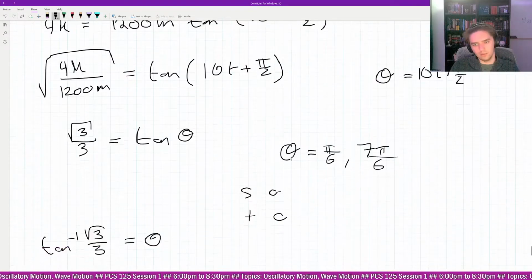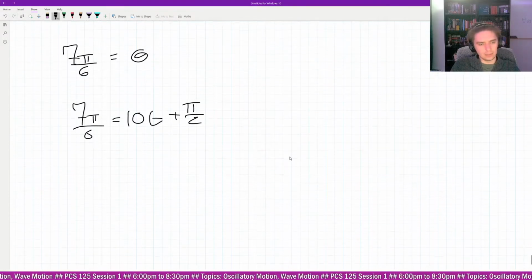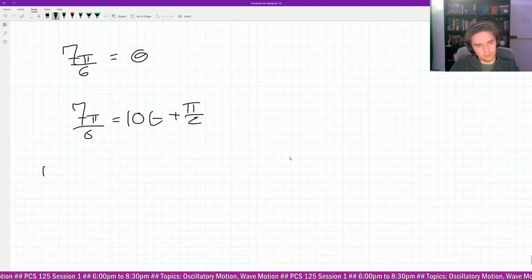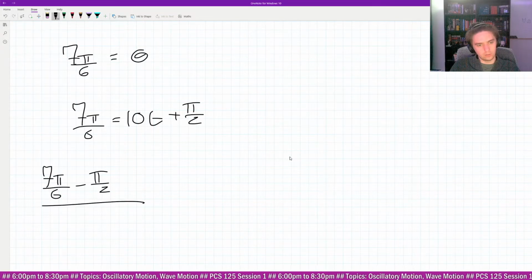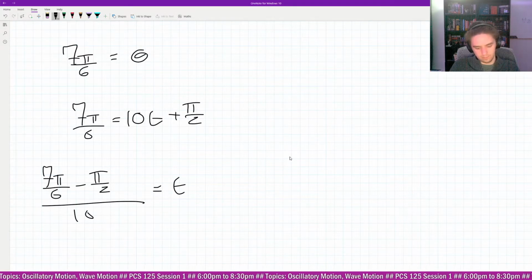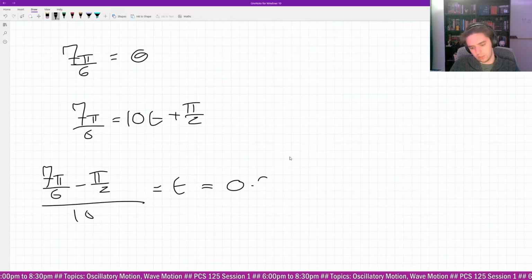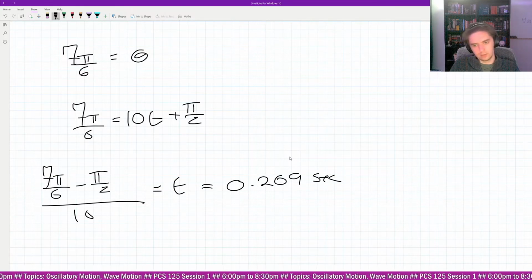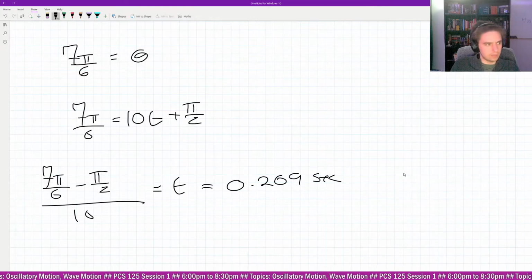10t plus pi over 2. And then subtract pi over 2. So 7 pi over 6 minus pi over 2, over 10, equals t. And let's see if this is any better. Okay, good. I got a positive answer: 0.209 seconds.